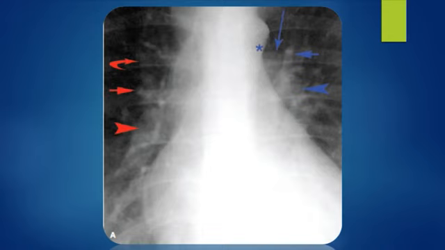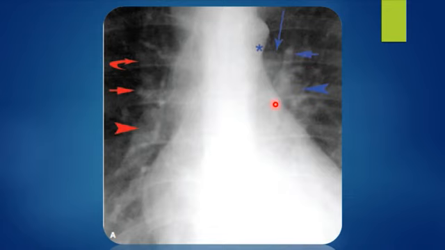Okay, talking about the hilum. The hilum represents the junction of the lungs with the mediastinum. I will pass quickly. It is mainly composed of the right and left pulmonary arteries, the superior pulmonary vein, lobar bronchi, bronchopulmonary lymph nodes, and fat.